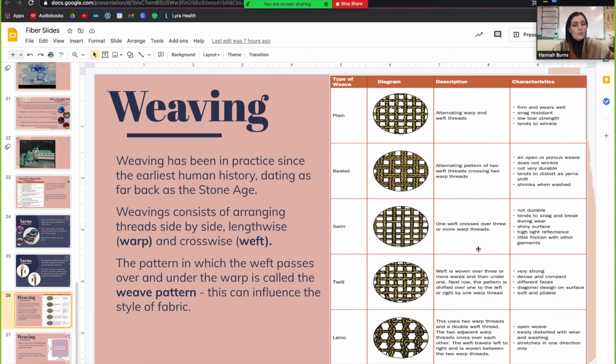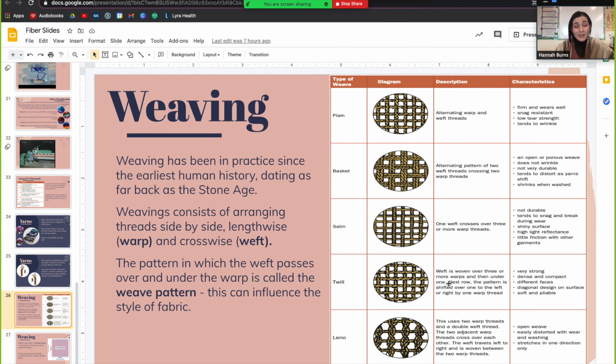Twill is when the weft is woven under 3 or more warps, and then is woven over 3 or more warps and then under 1. So then the next row of the pattern is shifted over 1 to the left or 1 to the right by the warp thread. I wish I could visualize this.